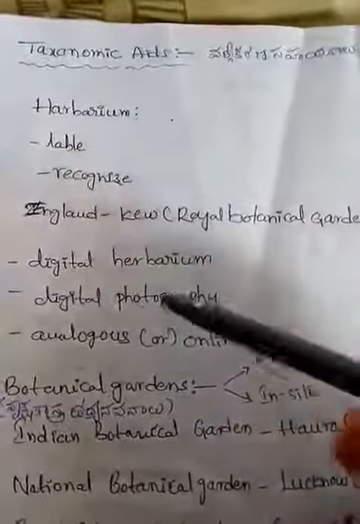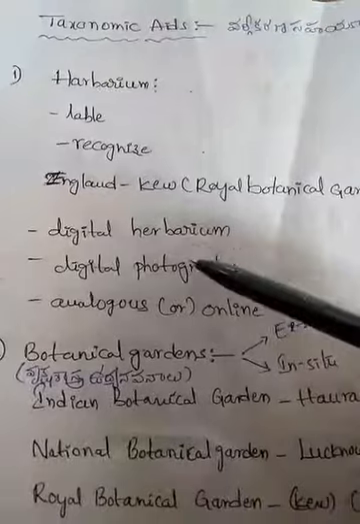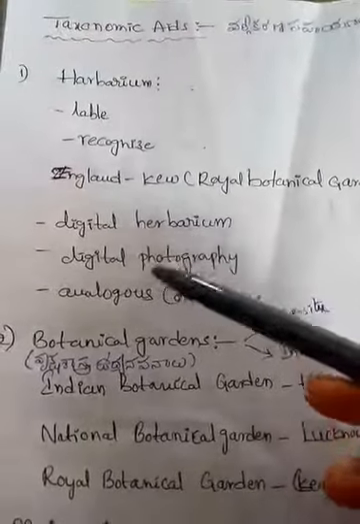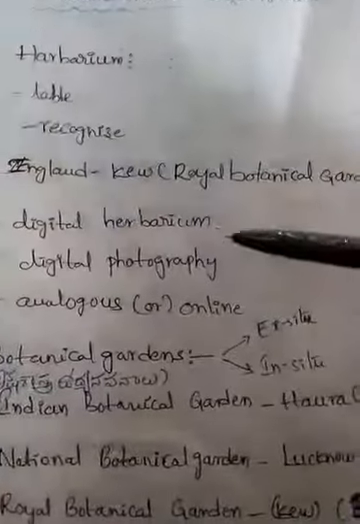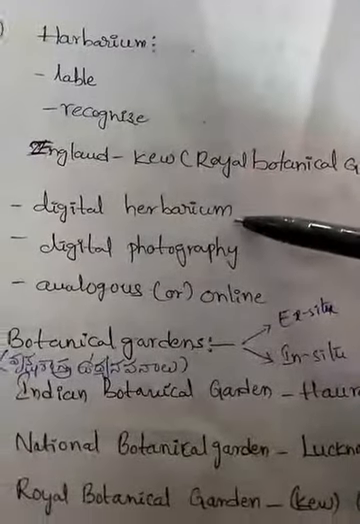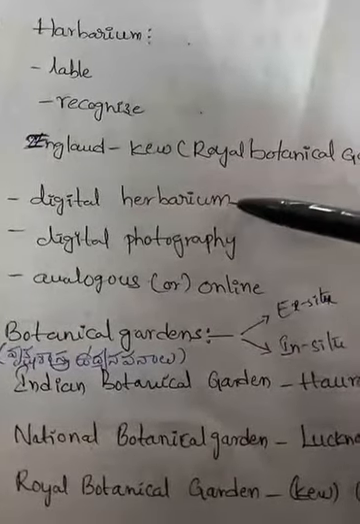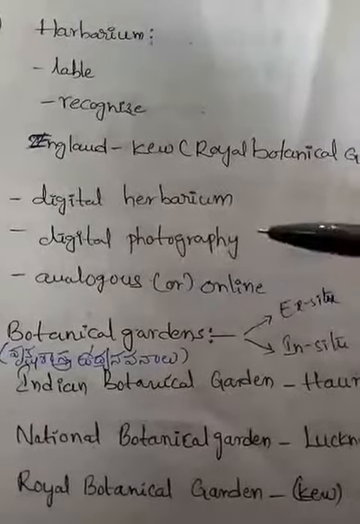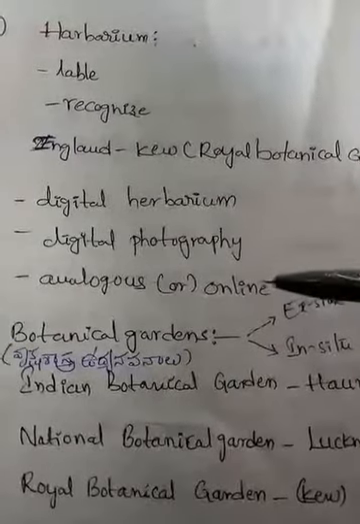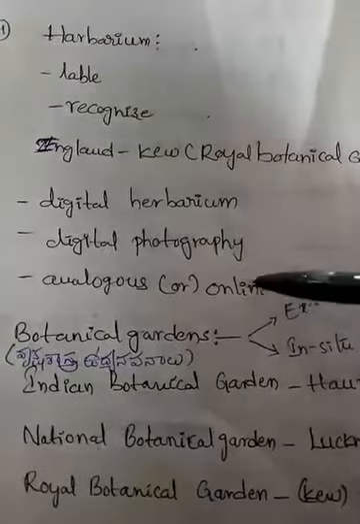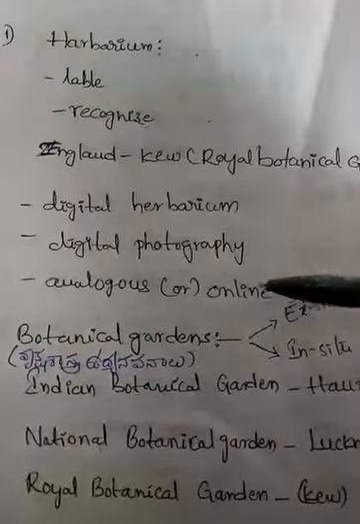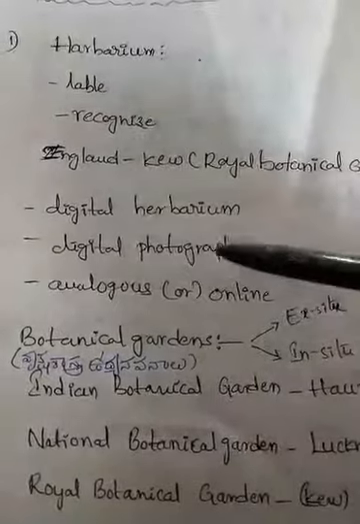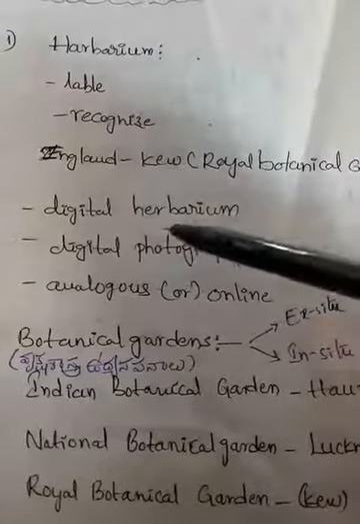The digital herbarium. Now coming to the digital herbarium, that is one type of herbarium in present days. The digital herbarium has digital photography, analogs and online pictures; flower pictures or plant pictures are preserved in the digital herbarium.